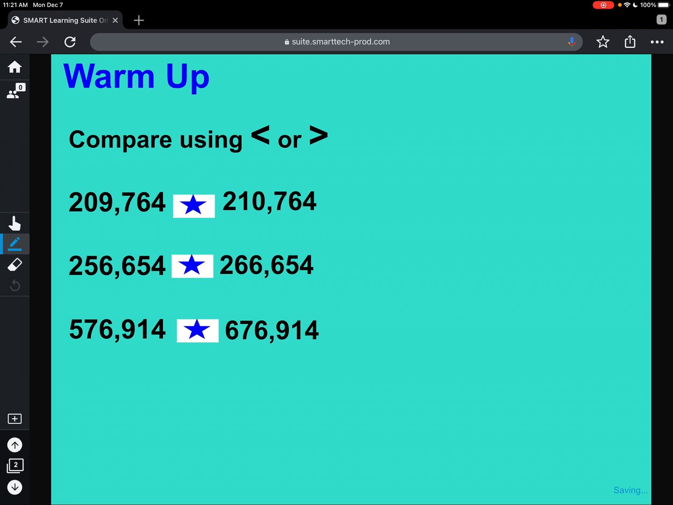So on your slate, I want you to compare, using the less than or greater than signs, these 6 different numbers. So you're going to compare the sets of numbers, write them on your slate. So pause your video and do that now. All right, hopefully you paused and wrote down your answers. Let's check your work.